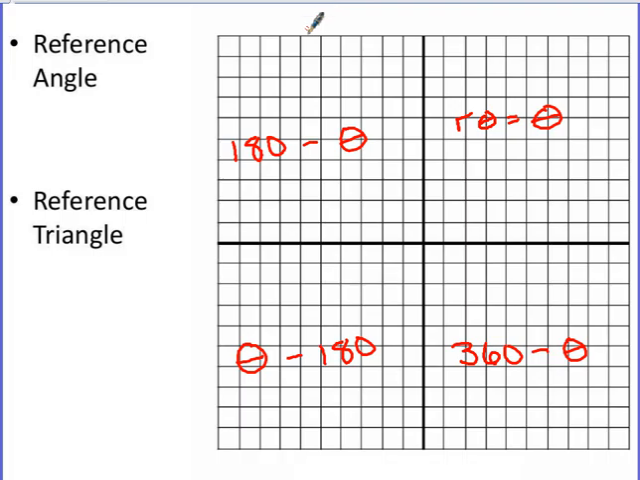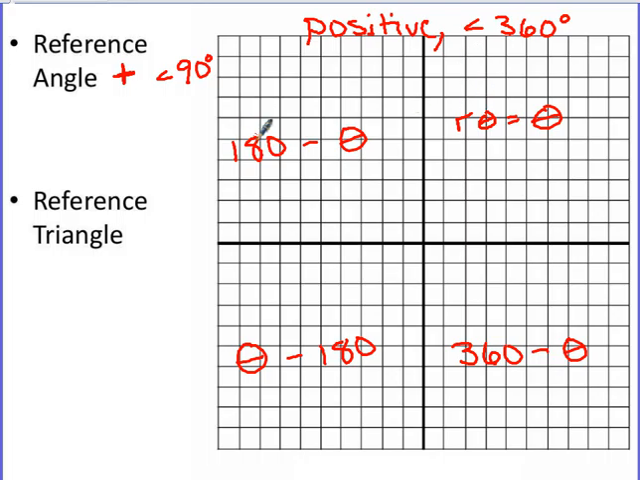Now, this little chart here works for positive angles that are less than 360 degrees, because here's the thing about a reference angle. A reference angle has to be always positive and always less than 90 degrees. So if you get a reference angle of negative 270, you've done something wrong in your calculations. So this chart works for positive angles that are less than 360 degrees.